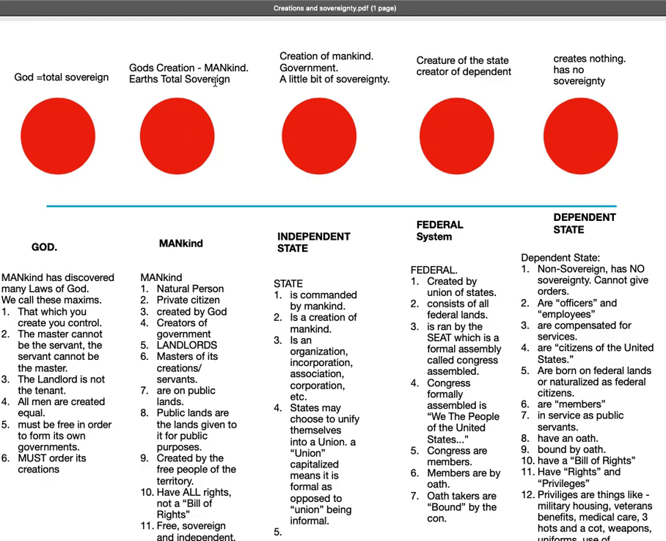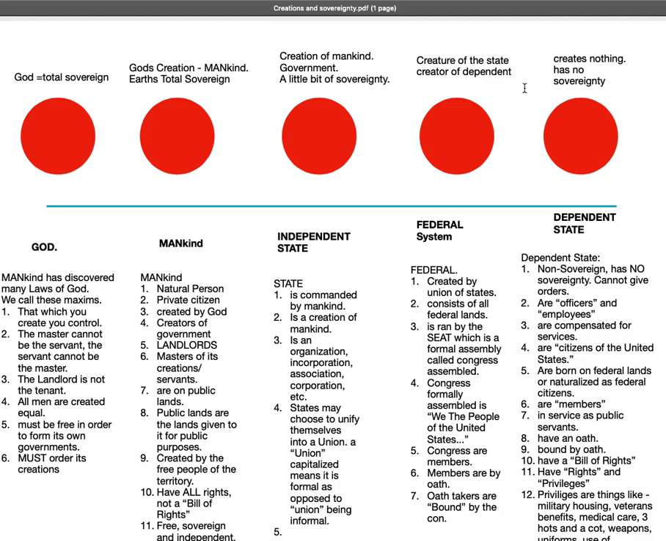So you have to go like this. Father, child, grandchild, great-grandchild. And the contract ends here. No more. So, mankind creates an independent state. The state is independent of the federal government. The federal government is dependent on the independent state.